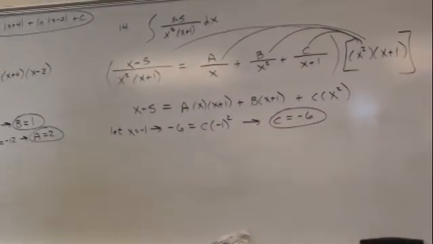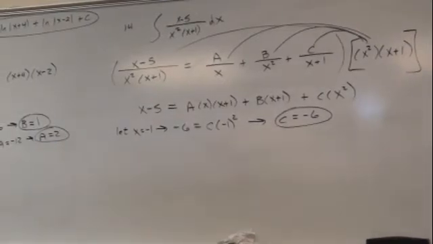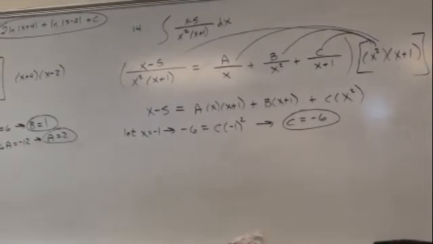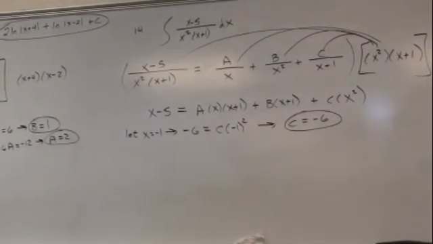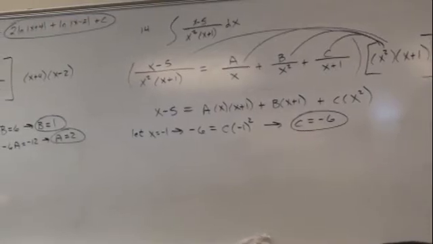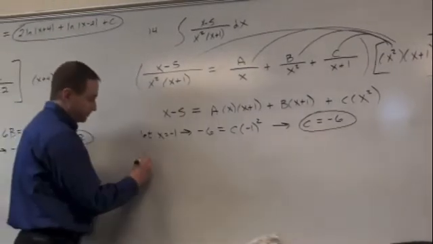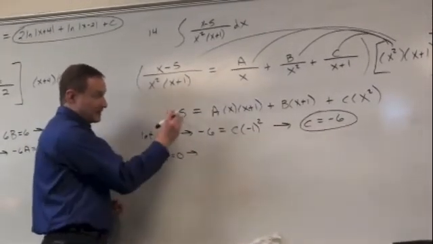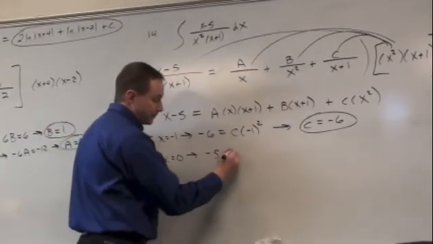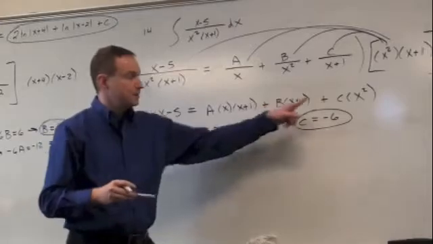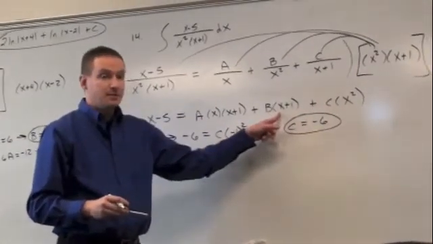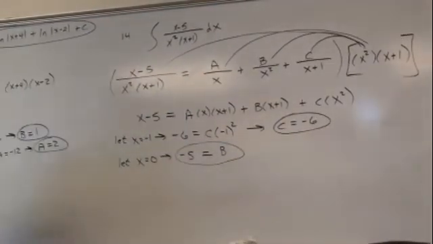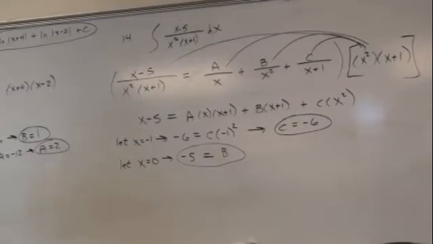And then for the next one, I was able to cancel out the a and the b term by letting x equal negative 1. Please also notice you could cancel out the a and the c term by letting x equal 0. So if I let x equal 0, my left-hand side is just negative 5. My right-hand side, I'd have a times 0, c times 0, and b times 1. So I get b is negative 5. So I know c is negative 6, b is negative 5.